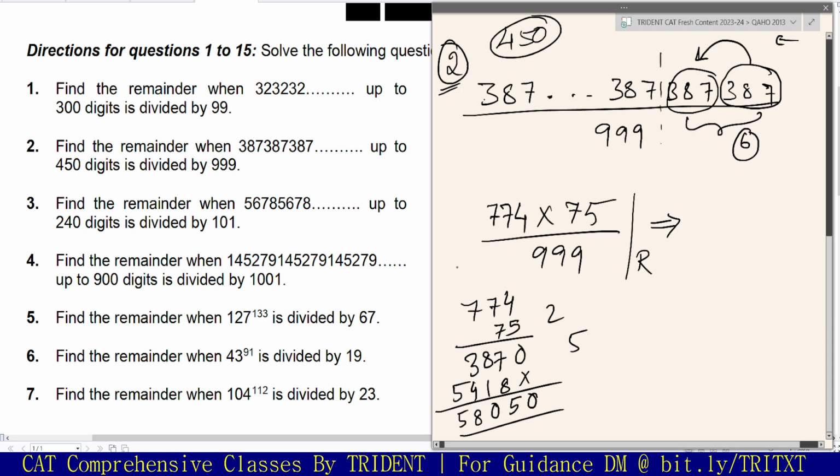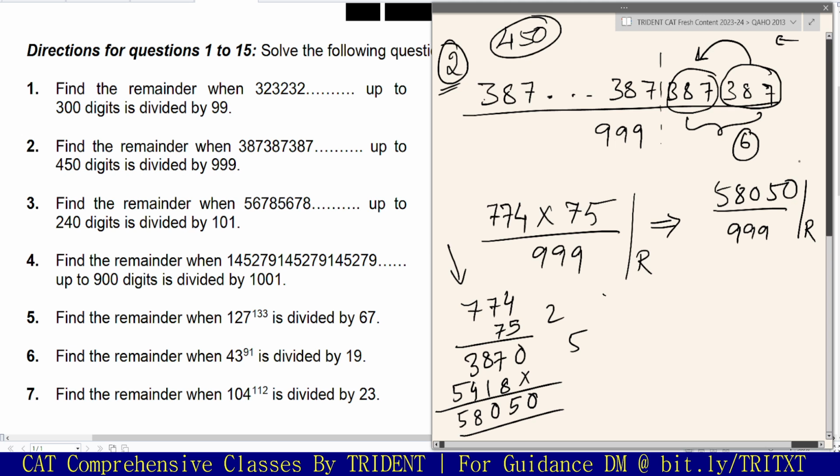Now my dear friends, if there is a teacher or a mentor or a faculty who tells you that there is a method through which I can do this quickly, they're just making you stupid. So this is 58050 divided by 999. And also let me tell you that you will require some time to practice this thing. You will take time to realize.